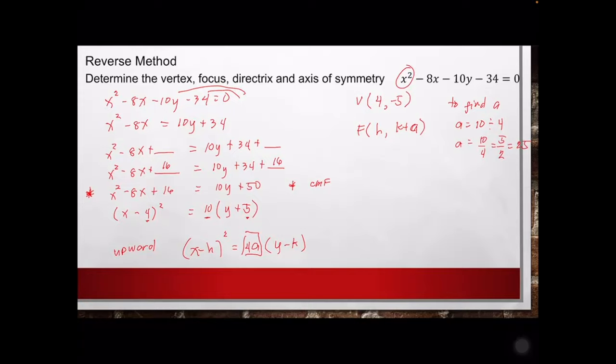So therefore, ang ating h is equal to 4. So, yung F natin is equal to 4 and negative 5 plus 2.5, which is negative 2.5. So, ito yung focus.